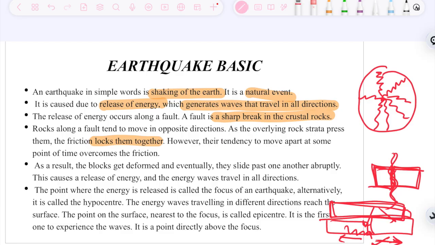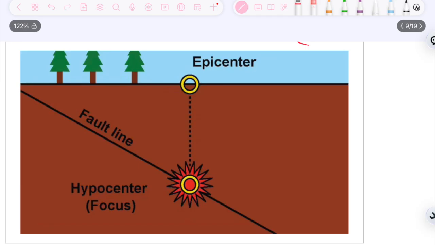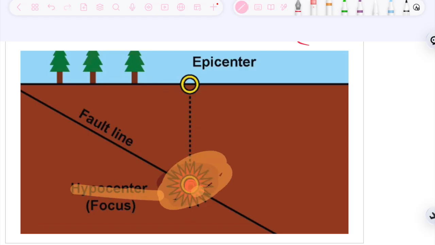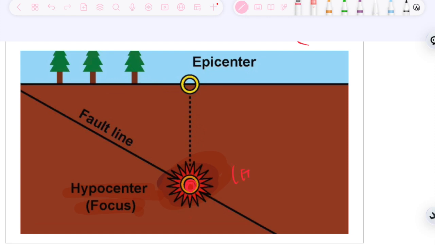This causes the release of energy, and energy travels in all directions. So when these abruptly move in different directions and friction occurs in a very large quantity, then energy is released, and that energy travels in all different directions. We'll better understand it from this picture. The point from where this energy is basically released, this point, can you see this point? This point is called the hypocenter or a focus. So the point from where energy is released is called the hypocenter.